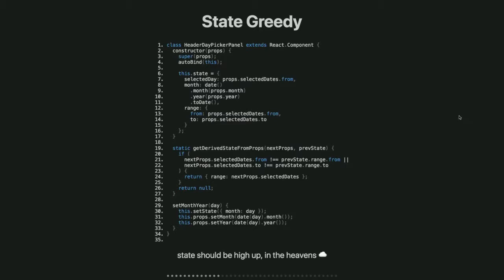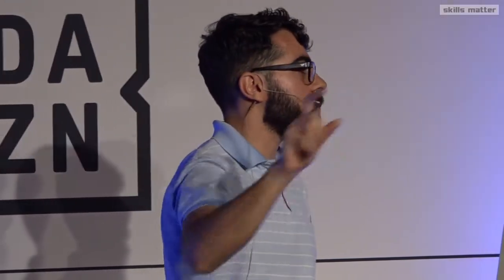Cool. Okay, scene number 3, state-greedy components. So we had this really complicated date time picker component in one of our code bases. So we thought it would be a good idea to have a date time picker, and we can write it ourselves. It ended up being very complex, and this component had lots of components to it. One of the components was this label at the top of the day picker.